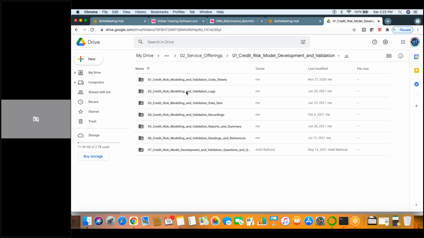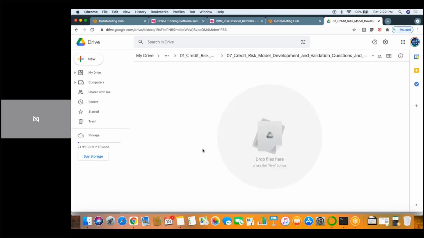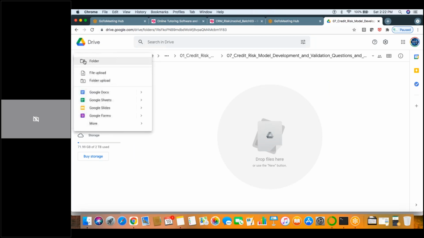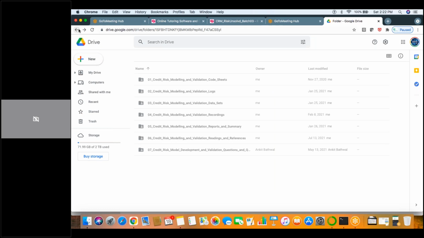Then you have the model validation recordings, which contain the subject-wise or topic-wise recordings of all the batches, on a day-wise basis. Then you have the readings and references folder, which has all the reading documents. And then you have a seventh one, the credit risk model development validation questions and answers folder. Whatever queries you have, you can upload in a document over here, and the participants can discuss.